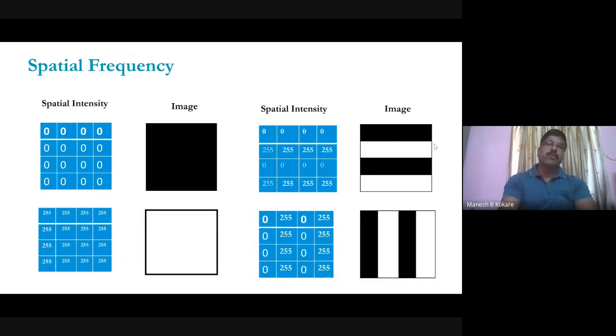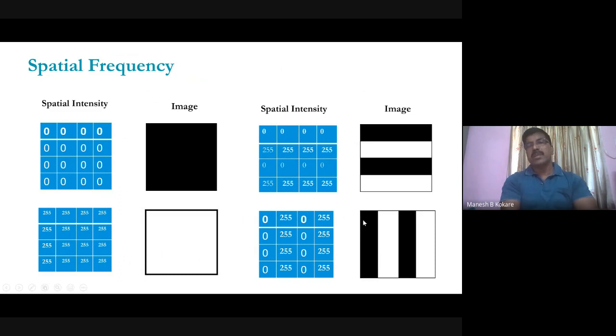Now consider the fourth image. For example, instead of horizontal rows, I have considered the vertical pixels having 0, then 250 pi, 0, 250 pi, and so on. When I display this fourth image, it will look like a black vertical line, then a white vertical line, then a black vertical line, and then a white vertical line, and so on. Now when I find the rate of change of pixel intensity while scanning from left to right, 250 pi minus 0 gives a high value of spatial frequency, that is 250 pi, and so on.